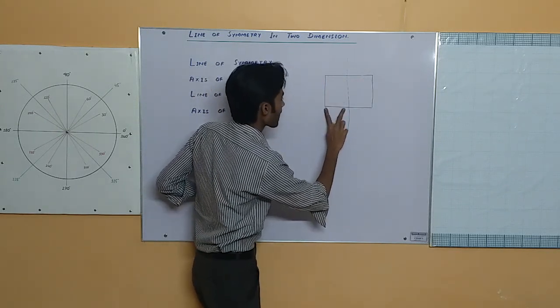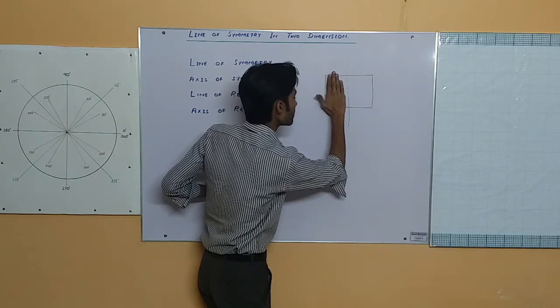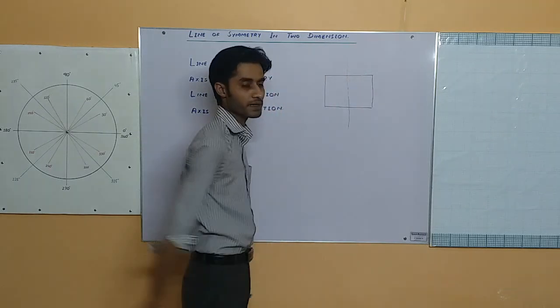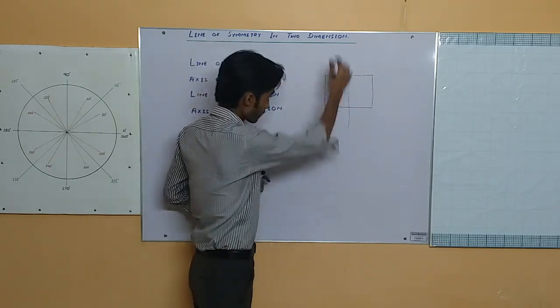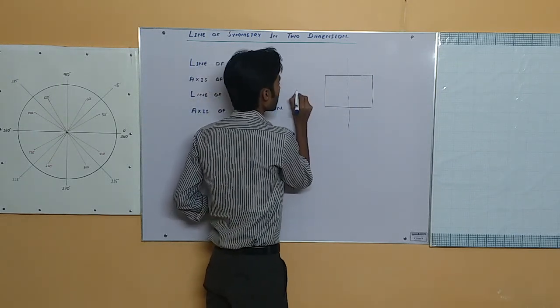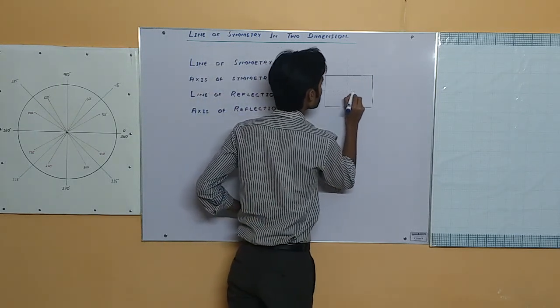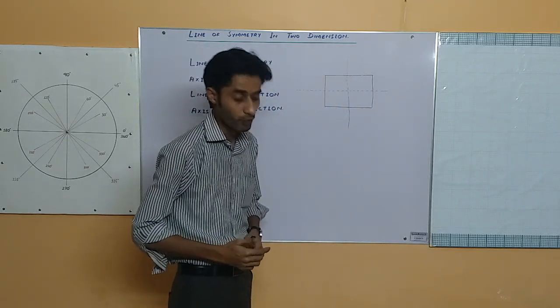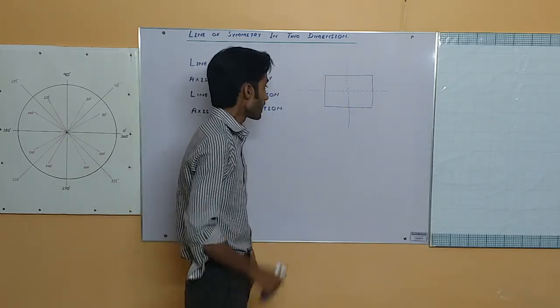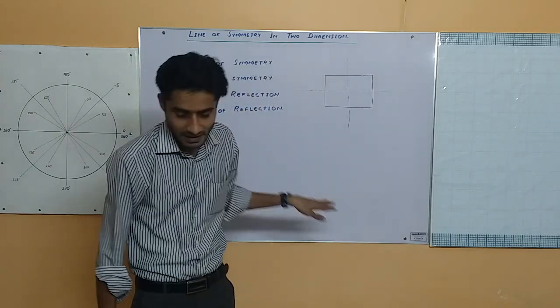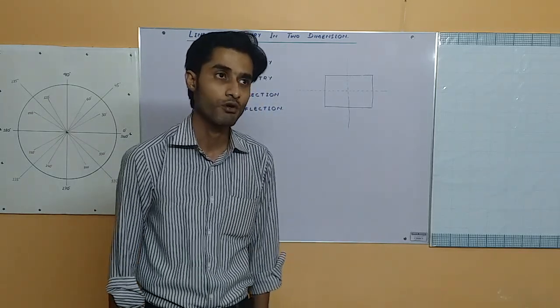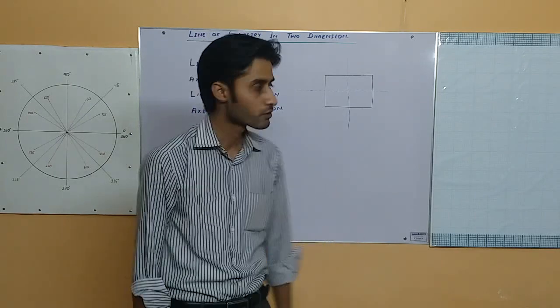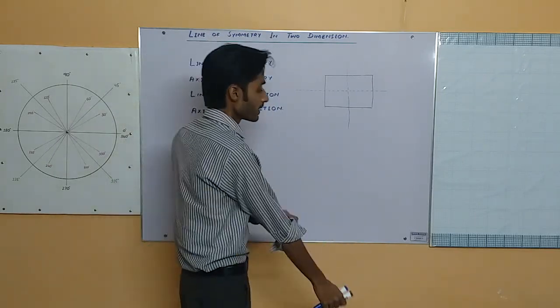If I just flip it over, it will completely overlap the other half. This is one axis of symmetry of the rectangle, and the other possible axis of symmetry is this, as I have shown you earlier. There are no diagonal axes of symmetry in the case of a rectangle. Diagonal axes of symmetry are possible in the case of a square.